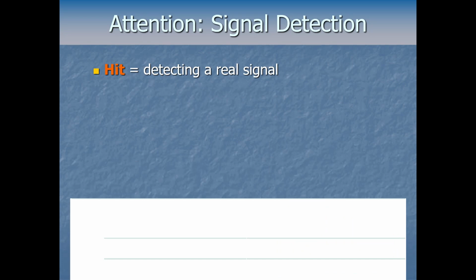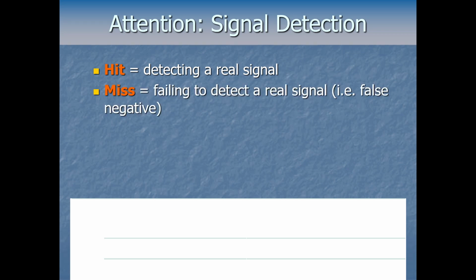So in signal detection theory, we use some terms for what can happen during this kind of task. A hit is like detecting a real signal, like you found the tumor on the x-ray. It didn't slip by, right? On the other hand, a miss would mean failing to detect a real signal, like you're saying there's no tumor even though there is one. This is the same thing as saying a false negative, for example, if you've heard that term.